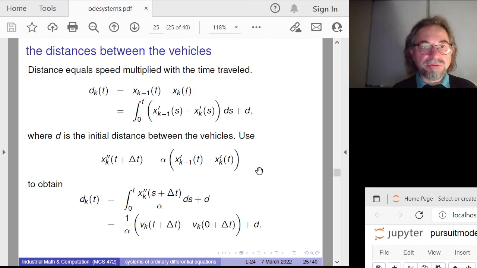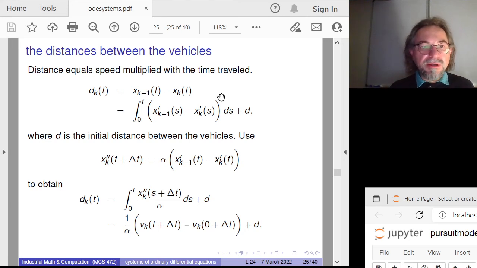Okay, so this is our model, acceleration and velocity, but we are interested in distance. So note that distance from calculus equals speed multiplied with the time traveled. So the distance between two vehicles, so the current position and the previous position. Now we look into the x-axis, and the x_{k-1} is actually farther away from the x_k, so this is a positive number.